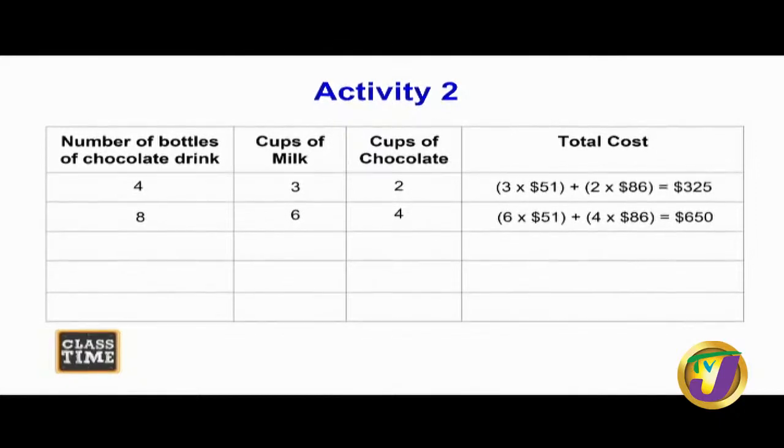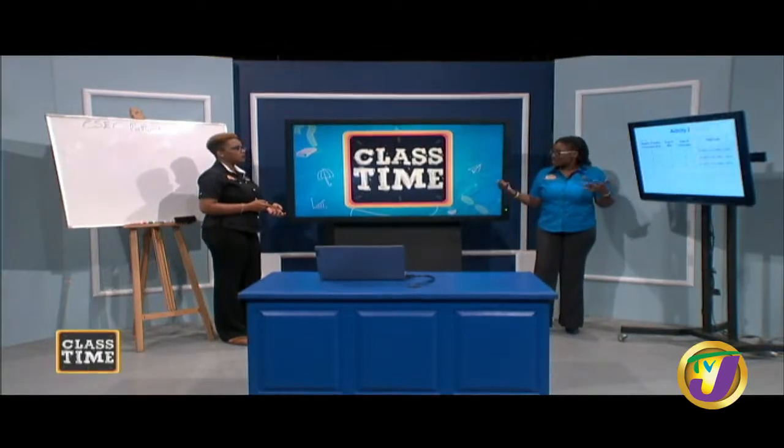So, a pattern. Let's see what's happening now. So if I made 12 bottles, we can fill in 9 cups of milk, 6 cups of chocolate, and I'm expecting that this is going to be 3 times whatever was the original. So 3 times $325 multiplied by 3.